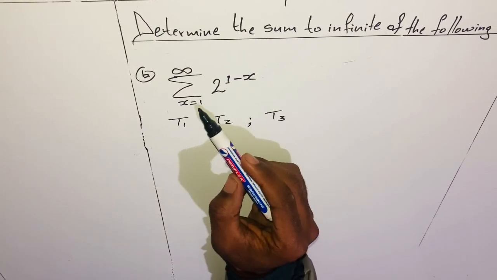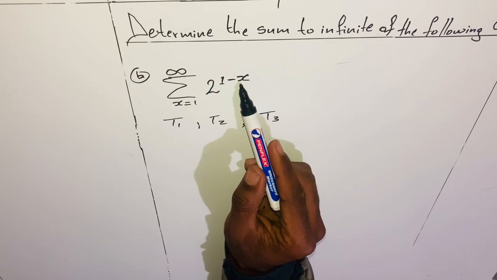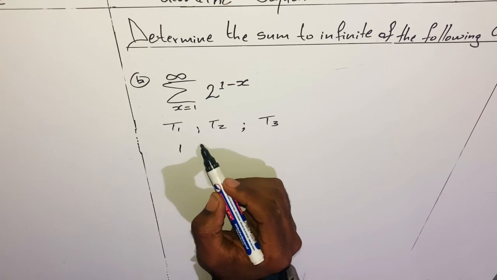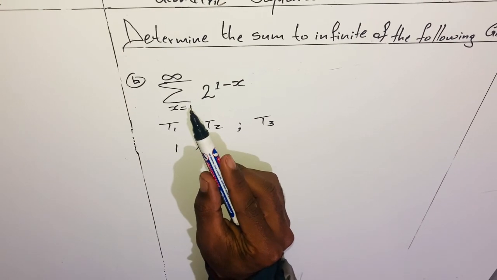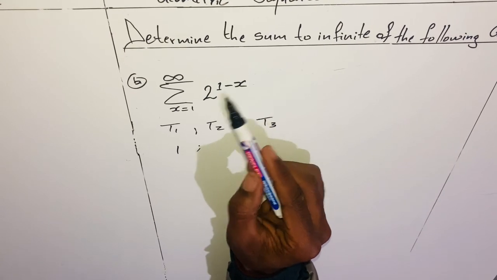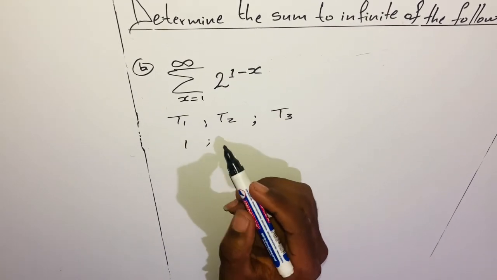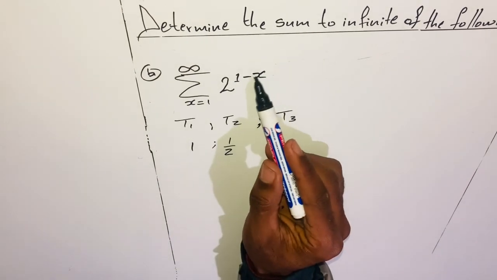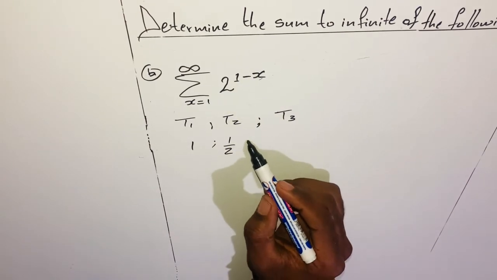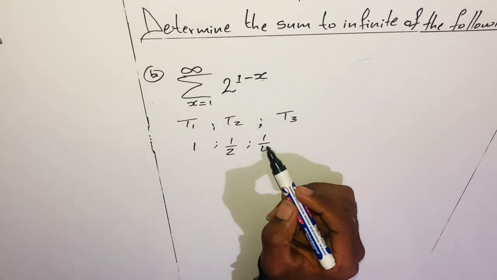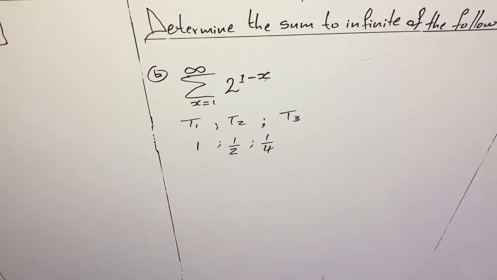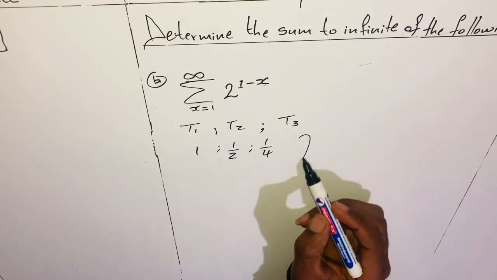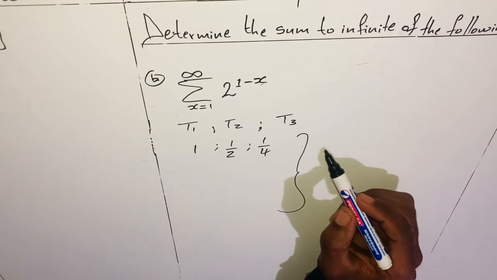My T1, when I put a 1 here, my answer, I'll get 1. Then next up, where there is x, I'll put a 2. What follows after 1 is 2. You'll get 1 over 2. Then on your x, you'll put a 3, and you'll get 1 over 4. So, from here, we go on to find our common ratio.